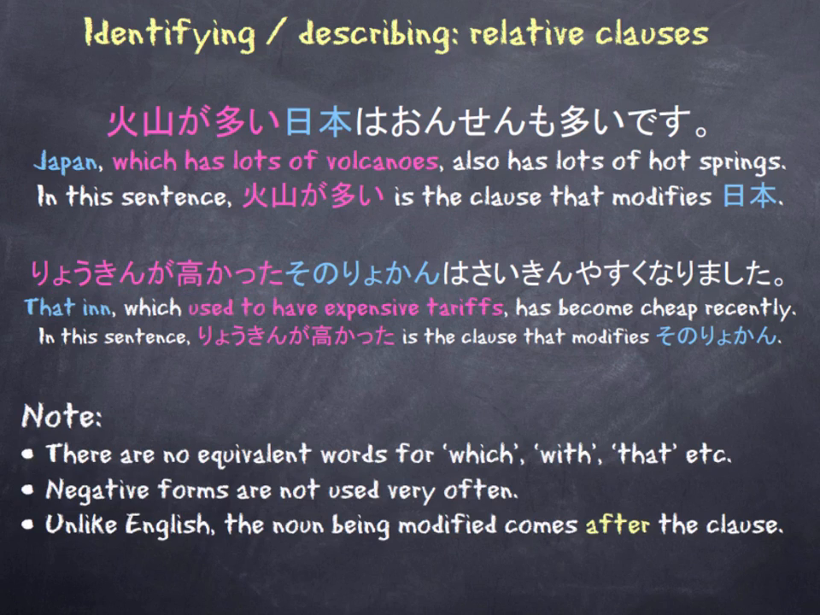Now please note that there are no equivalent words for which, with, that, etc. in Japanese. So when we're looking at the direct translations, we can't actually pinpoint a specific word that means which or with or that. That's just how it translates into English. And the negative forms are not used very often. Unlike English, the noun being modified comes after the clause. So as we can see here in blue, in English, the noun comes at the start of the sentence and the clause comes after it. Whereas in Japanese, that's reversed. We have the part that describes the noun first, followed by the noun itself.